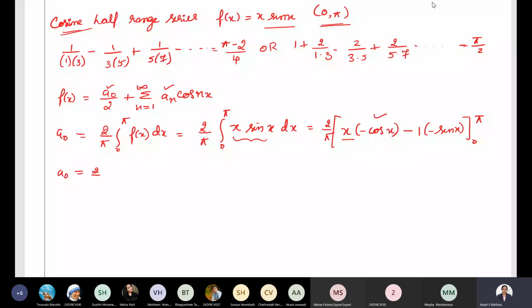2 by pi, and you can say that this is going to be 0 because sin pi and sin 0 are 0. So what we will have over here, if you take the minus sign outside, it is x cos x. So upper limit is pi cos pi minus 0, because 0 into cos 0 will be 0. So cos pi will be minus 1. So pi gets cancelled, a naught value is 2. Sorry, a naught is 2, so a naught by 2 will be... is it clear everyone?